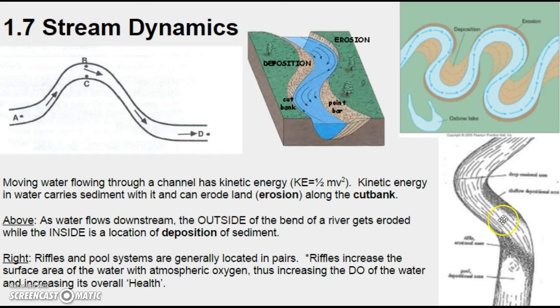So on the right here, riffles and pool systems. These are what we have here in the Middle Fork River. These are located in pairs. We have a riffle pool system. Riffles increase the surface area of the water with atmospheric oxygen, thus increasing the dissolved oxygen of the water, and thus increasing its overall health. So a riffle system actually can be very, very positive to increase the overall health of the river, just like the river that we look at and we test our samples in.